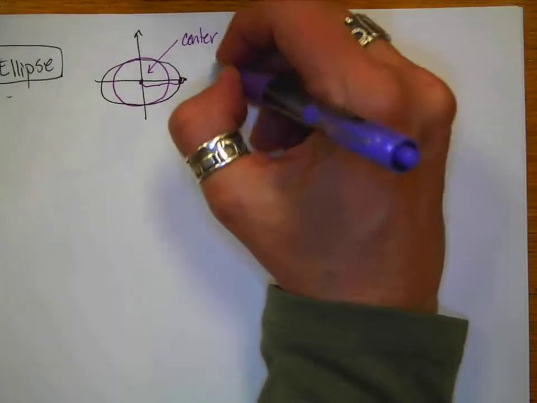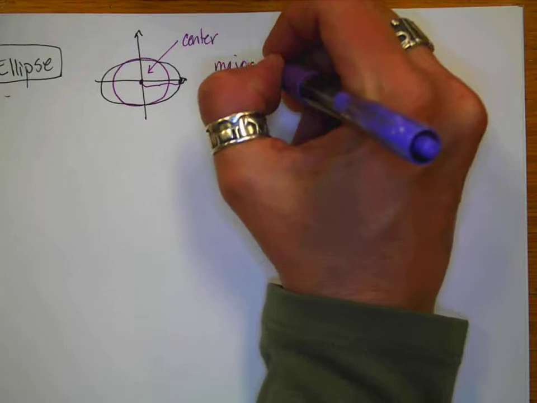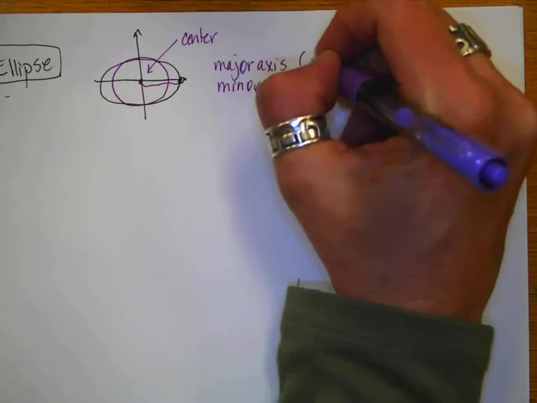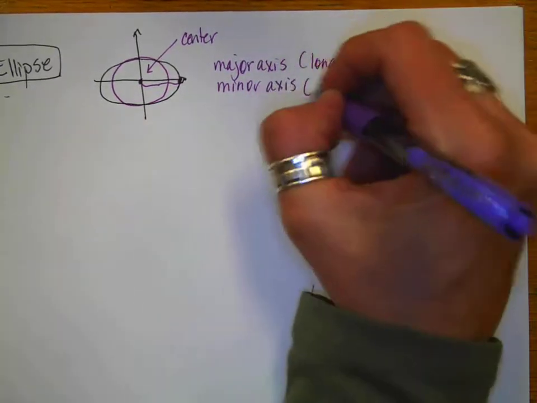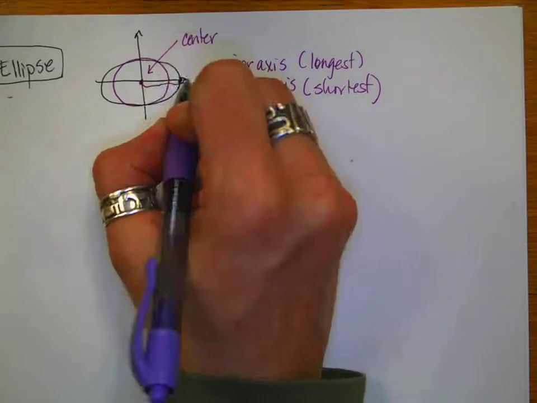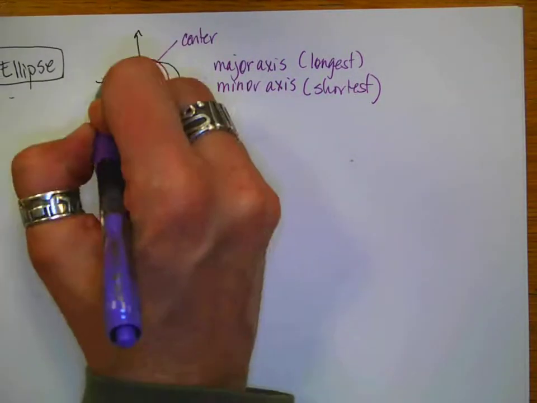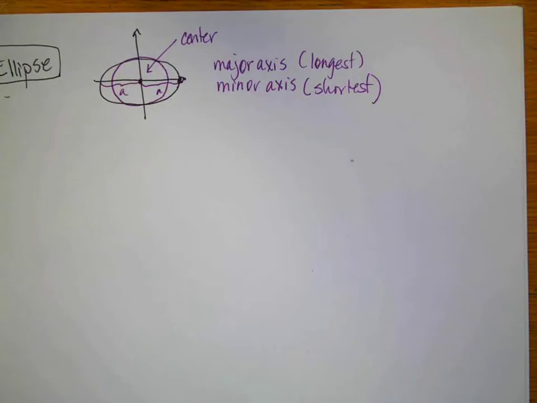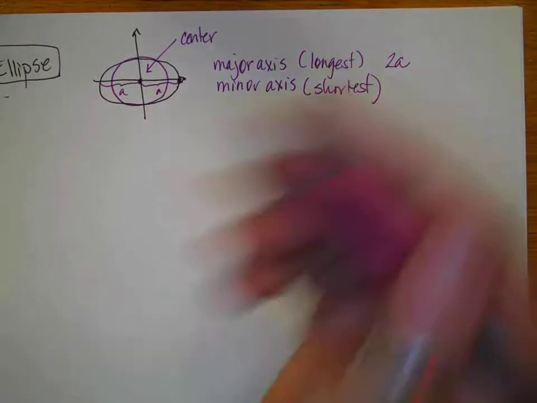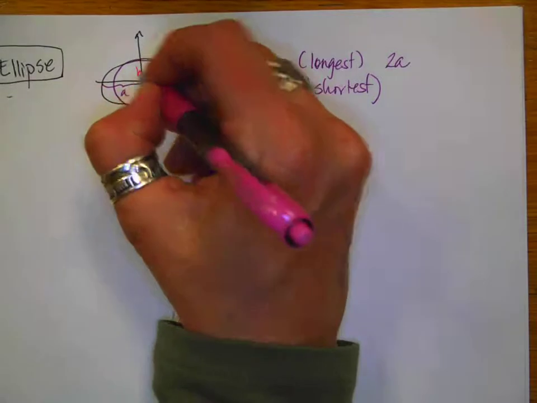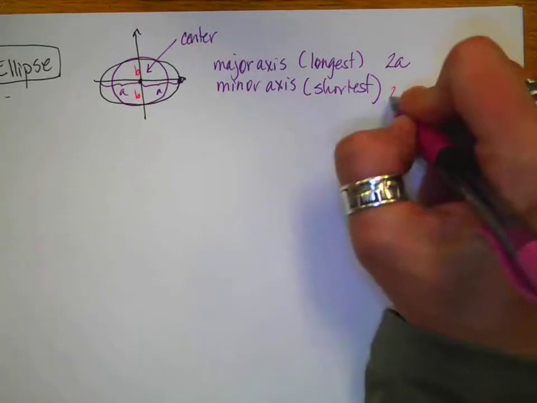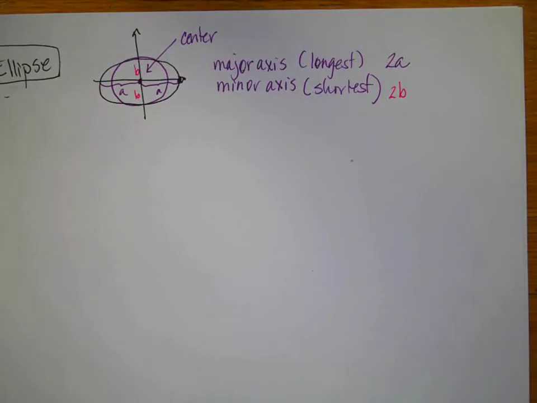The distance from the center to the end of the major axis, so I have two different types of axes. I have a major axis and a minor axis. Major obviously means it is the longest, and then minor would be the shortest, okay? The major axis from the center to one edge is A, and then from the center to the other one is A. So the length of my major axis is 2A. All right, if I bring in another color, the way this particular ellipse is drawn, my minor axis is going to be the vertical axis, and it would have a length of 2B.